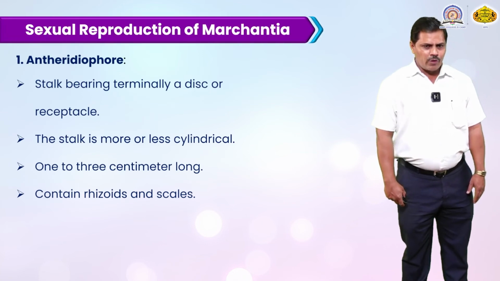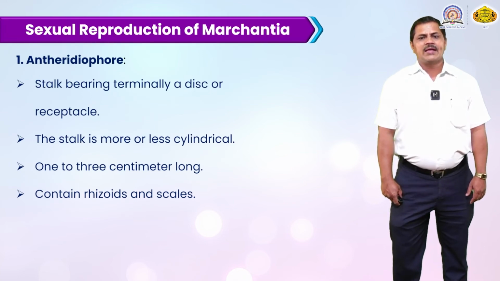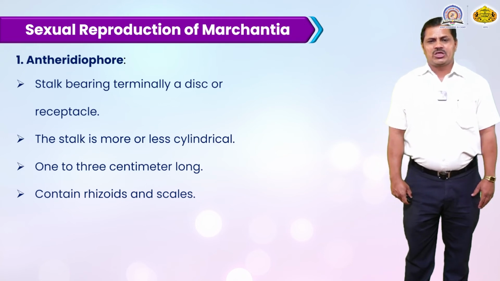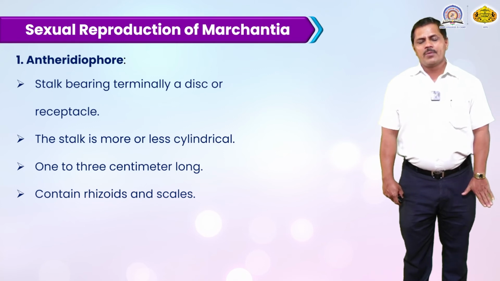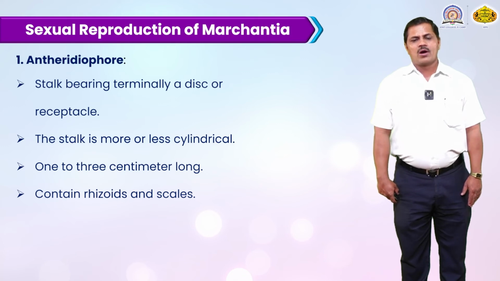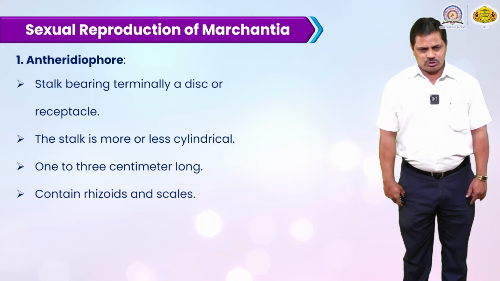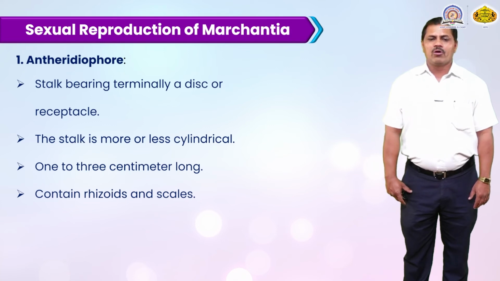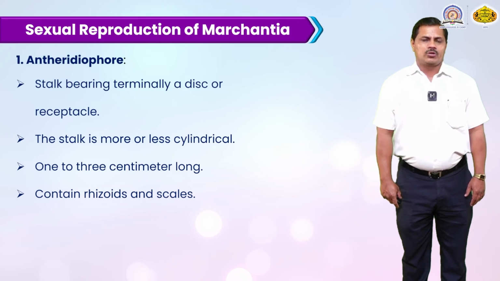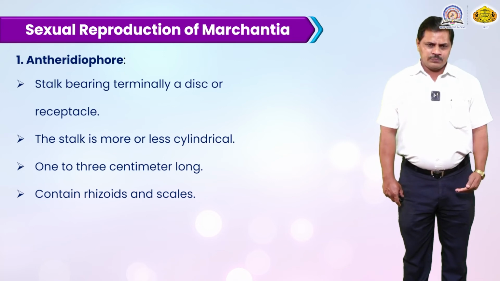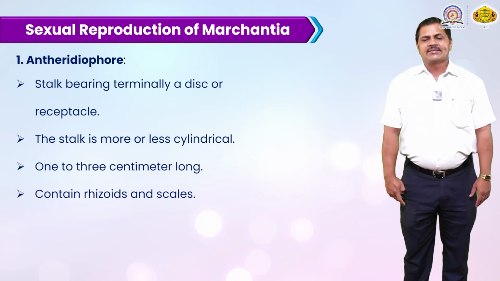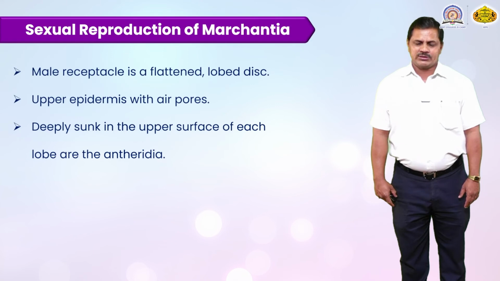We will discuss the antheridia. The stalk bears a disc terminally, called the receptacle. The disc-like structure develops at the top or terminal end, and it is called the receptacle. The stalk is more or less cylindrical, one to three centimeters long. It contains rhizoids and scales.